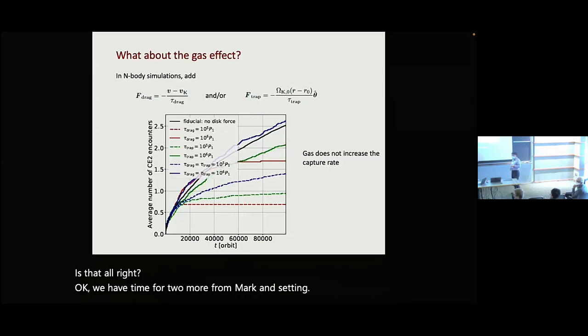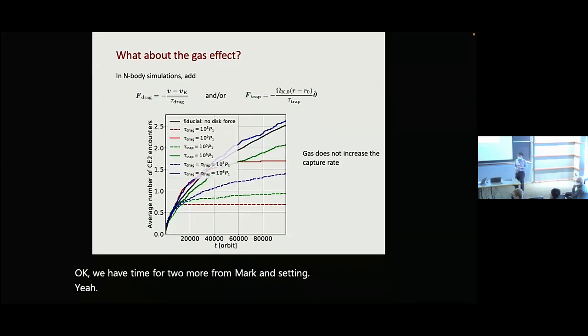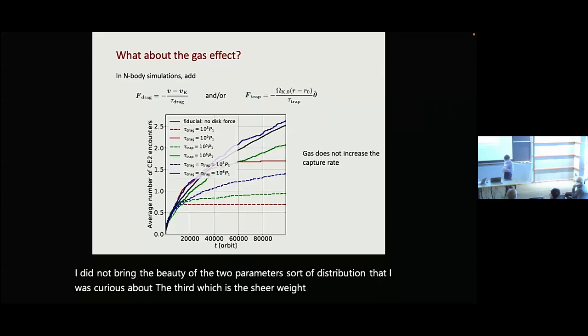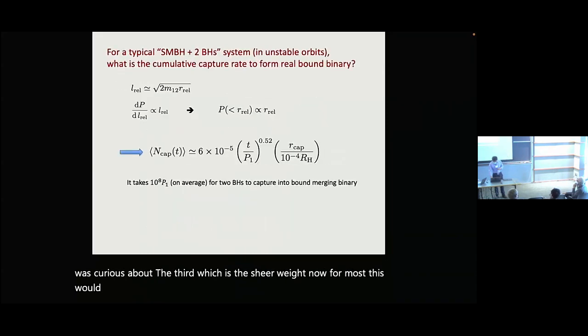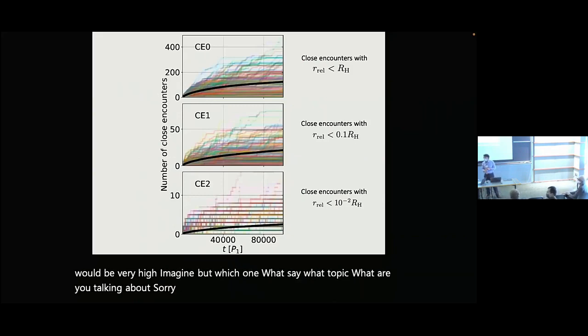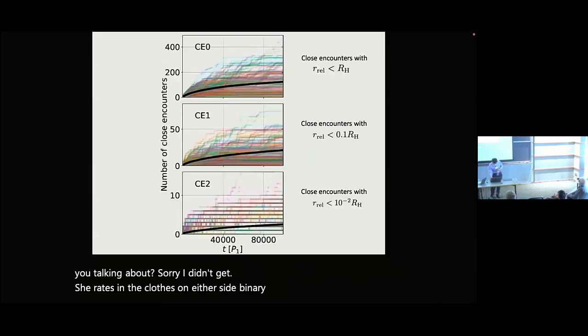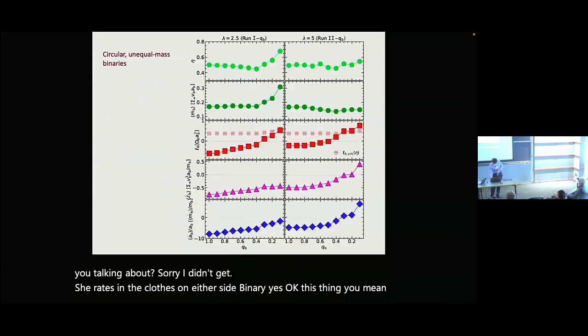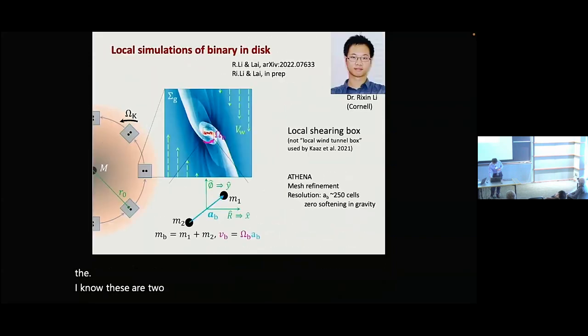Yeah, so, not to break the beauty of the two parameter distribution, but I was curious about a third, which is the shear rate. Now, for most disks it would be Keplerian, I imagine. What topic? What are you talking about? The shear rate in the flows on either side of the binary. Oh yes, okay, this thing. I ask partially because I know these were 2D sims, but I imagine going to 3D kind of mimics the effect of decreasing the shear rate anyways.